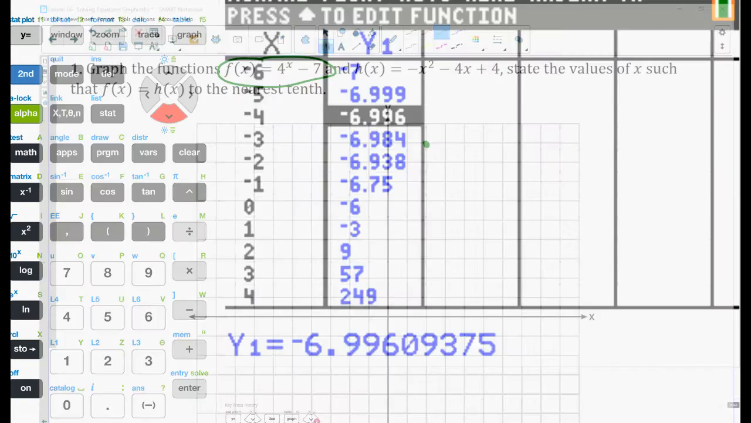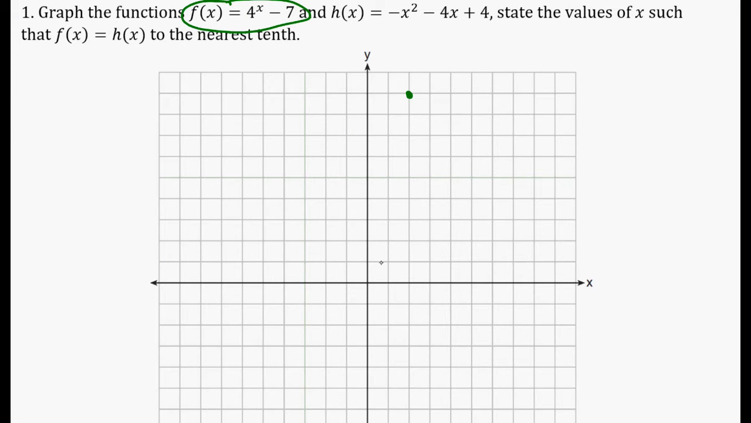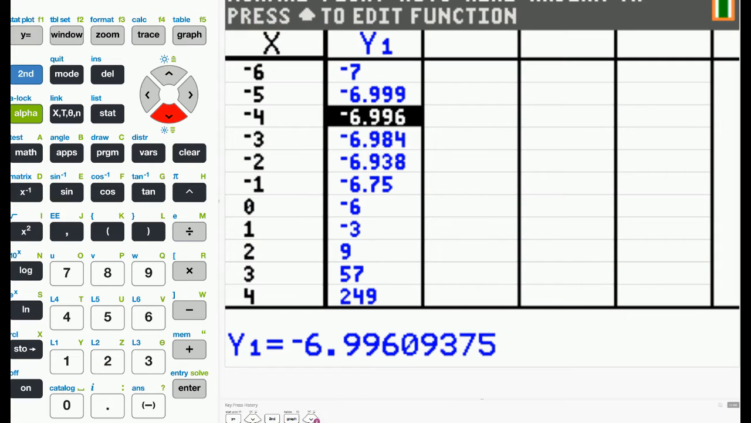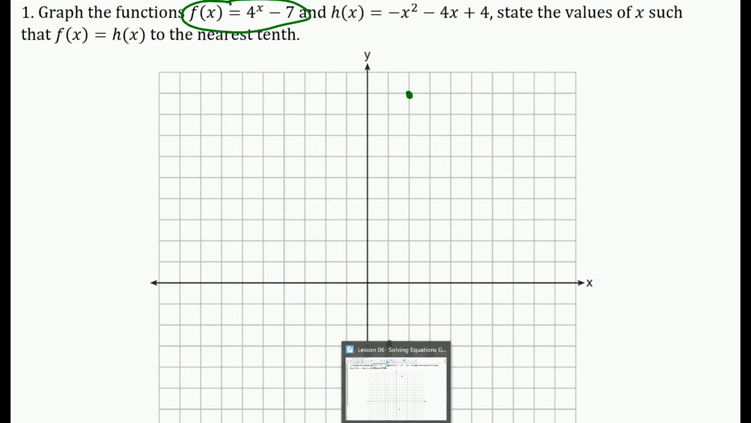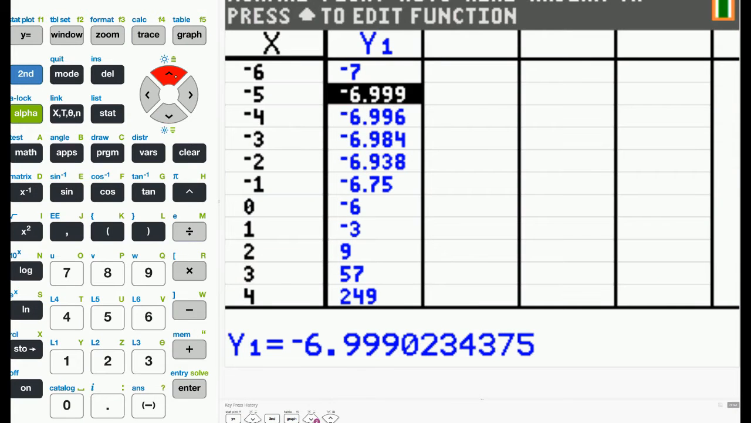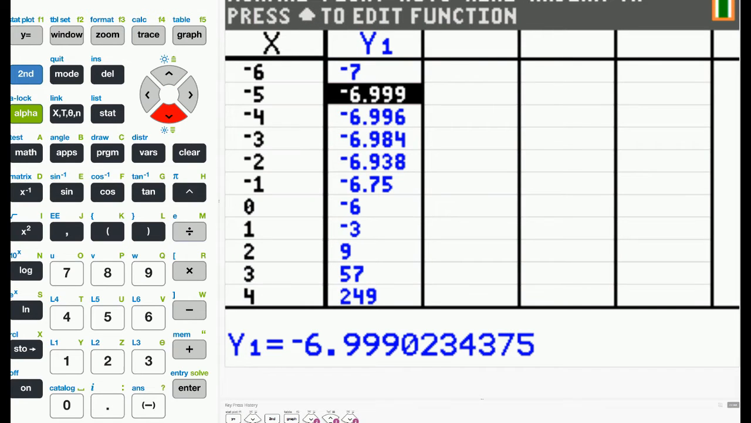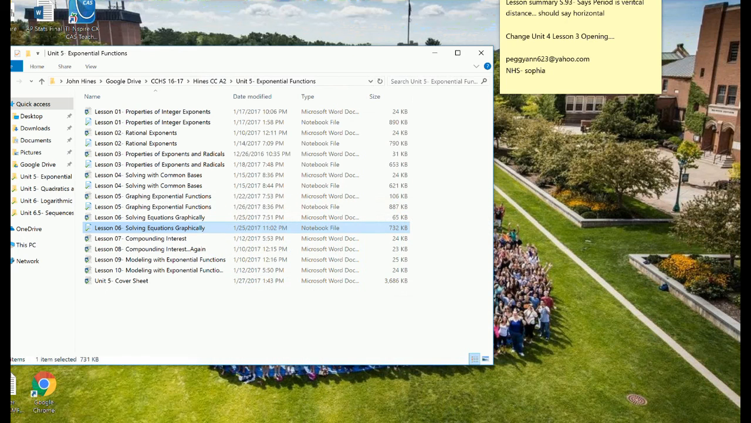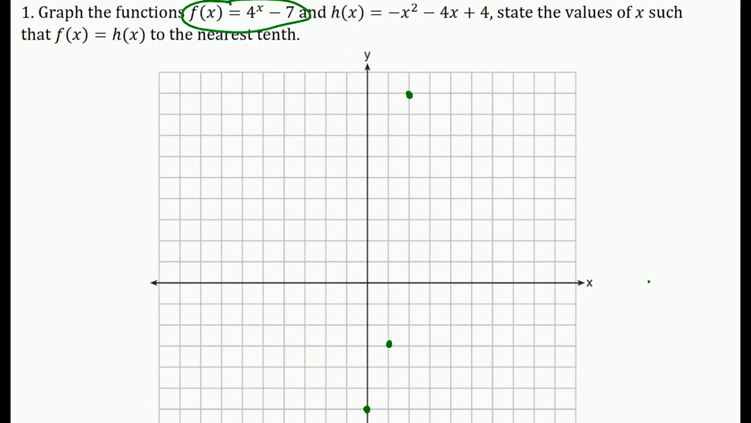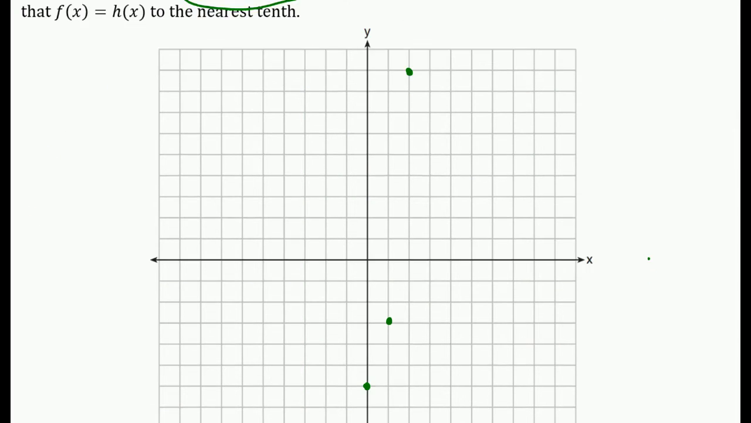1, negative 3, 0, negative 6. I have a y-intercept of negative 6. And then we notice our y values begin to approach negative 7. It makes sense that our y values begin to approach negative 7 because that's what that downward shift is.